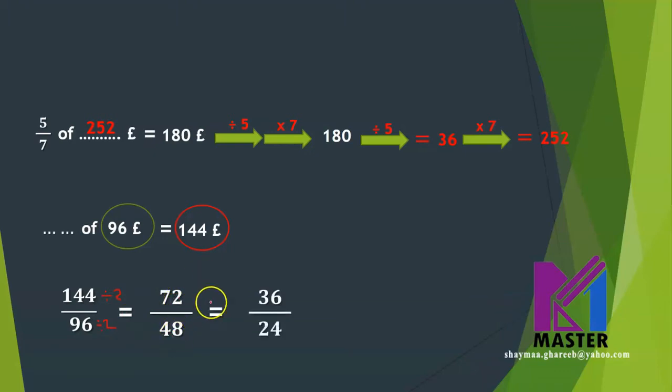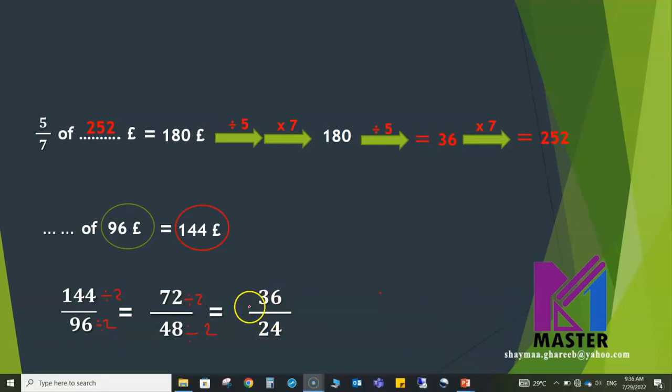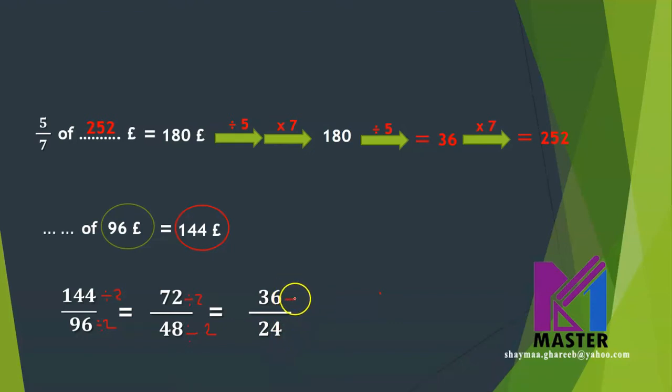I will divide by 2 one more time. Half of 72 equals 36. Half of 48 equals 24. Now I have 36 over 24. So I can divide both numbers by 6 up and down, or I can divide also by 2 or by 3, but I will divide by 6 up and down just to do fewer steps. So 36 divided by 6 equals 6. 24 divided by 6 equals 4. So it will be 6 over 4.